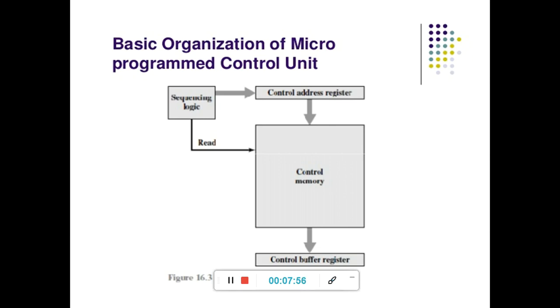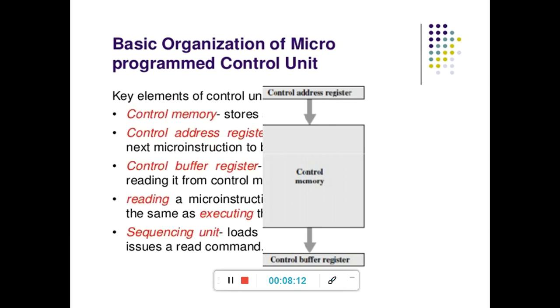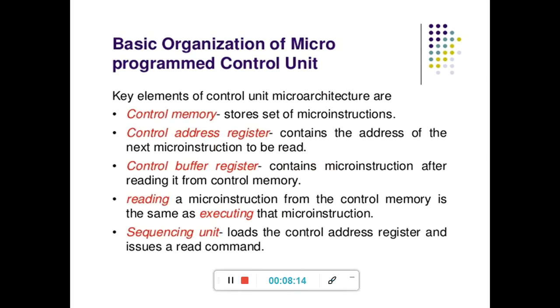Here we need to introduce some sequence logic that loads or reads new addresses into the control address register based on the next address information from the control buffer register to the accumulator or ALU flags. These are the key elements discussed below: control memory, control address register, control buffer register, reading instructions and sequencing unit.